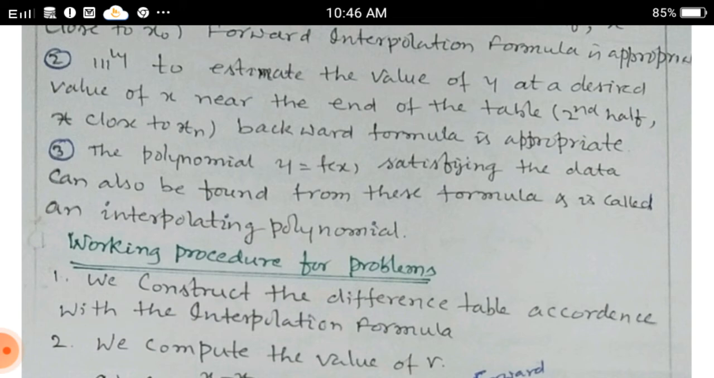Second one, similarly, to estimate the value of y at a desired value of x near the end value of the table, end value is xn, backward interpolation formula is appropriate. So that value x nearer to the last value xn or second half of the table or close to xn, Newton's backward interpolation formula is appropriate. That is suitable one. Remember these 2 points, it is enough.